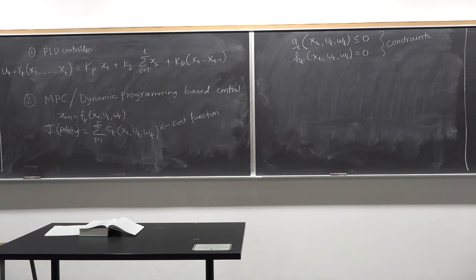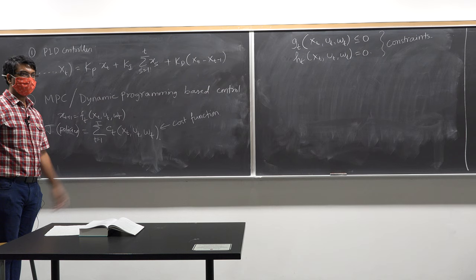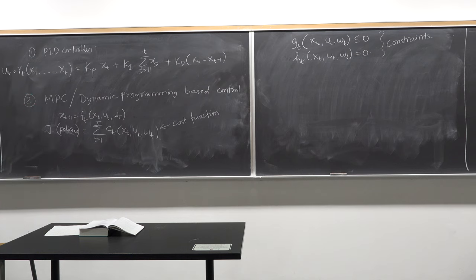So, the whole equation is called the cost function, or like the summation? The summation from t equals 1 to capital T is the cost function. Okay, so the entire summation is the cost. You have individual costs and then you add up the total thing and you get a total cost.